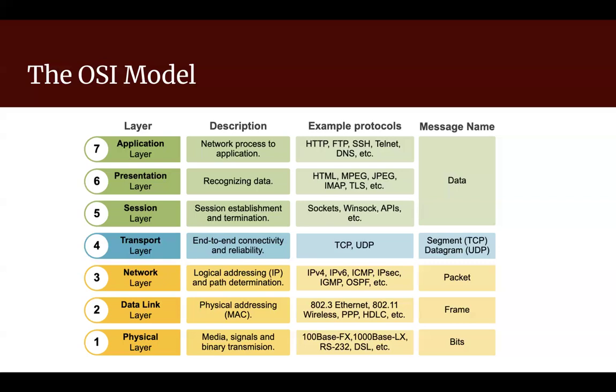So, when you send something, for example, a message or a web page request, it travels down through all these layers on your computer, across a network, and then back up the layers on the receiving end. Each layer only focuses on its specific job, which makes the whole system easier to build, test, and troubleshoot.